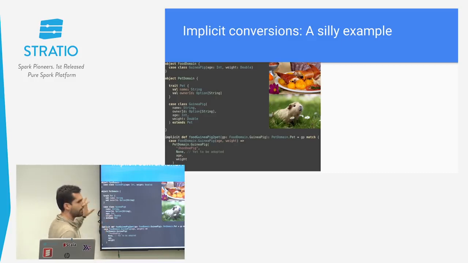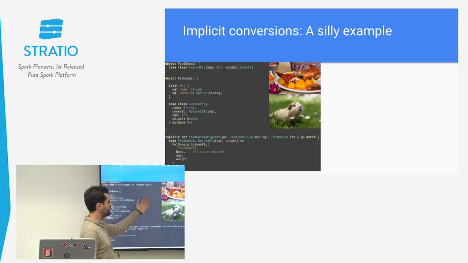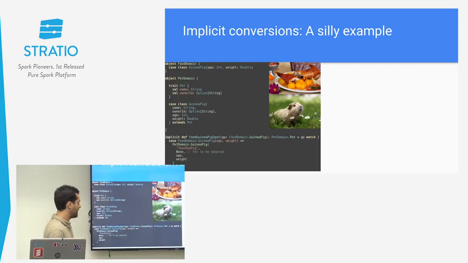The point is that we have two domains, two ways of representing this guinea pig, and we are writing software aimed to work with these two domains together. It will be disturbing to have to be transforming the instance of this domain to this one. So why don't we use an implicit conversion to seamlessly work with food as if we're guinea pigs? And that's the goal of this implicit conversion.